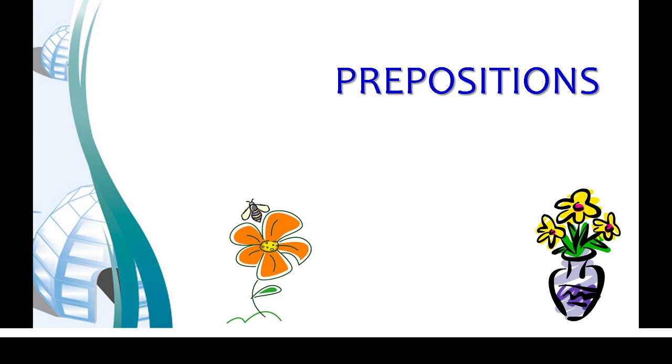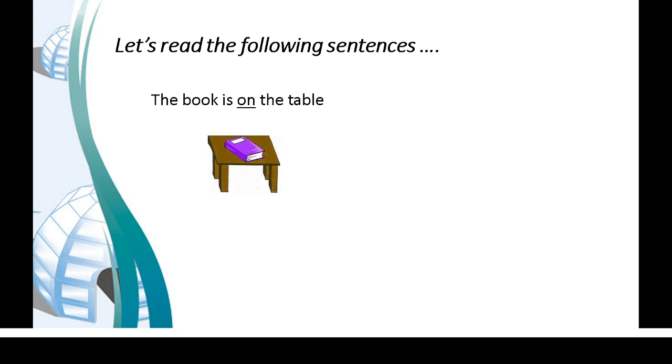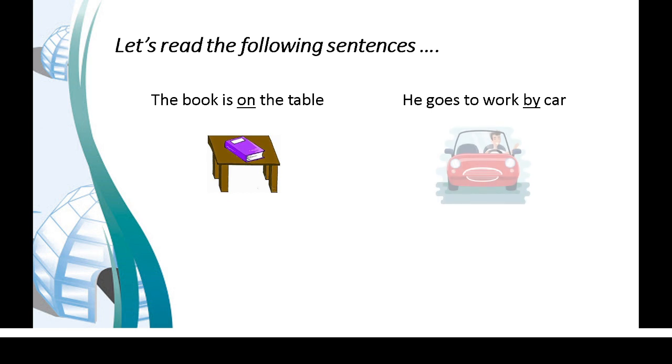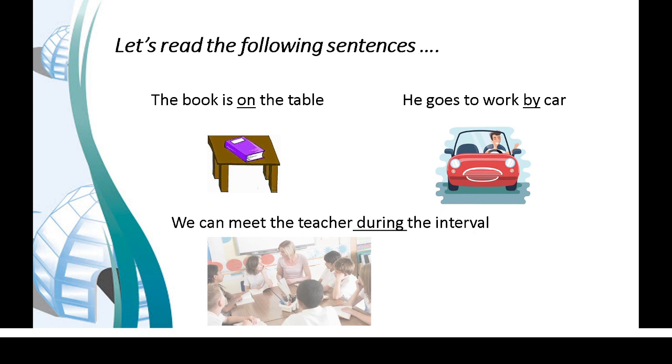Today we learn about prepositions. Let's read the following sentences. The first example is, the book is on the table. You can see there is a book on the table. Next, he goes to work by car. A person is going to work by his car. And the third one is, we can meet the teacher during the interval. Here you see there are students meeting a teacher during the interval.